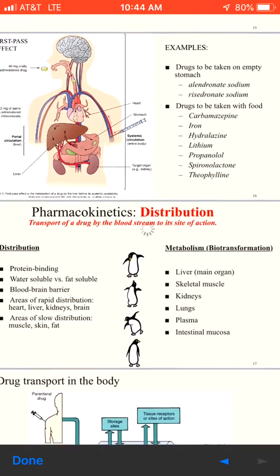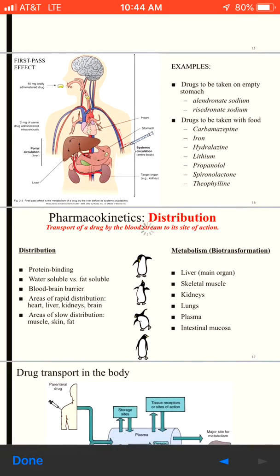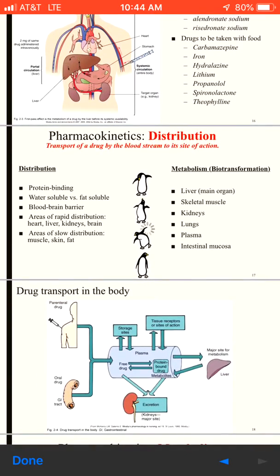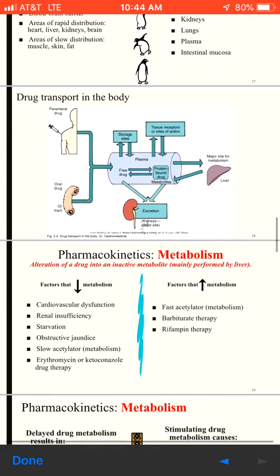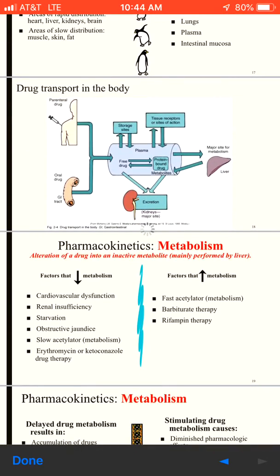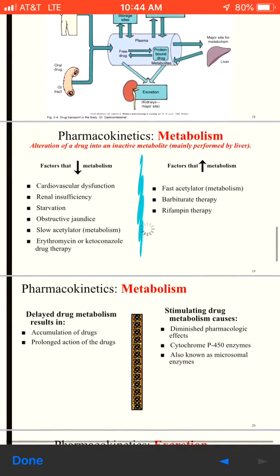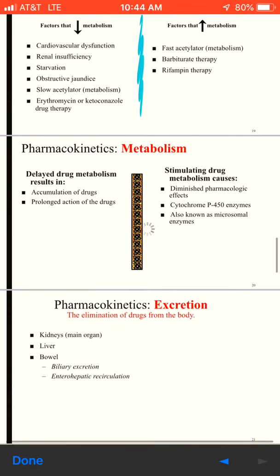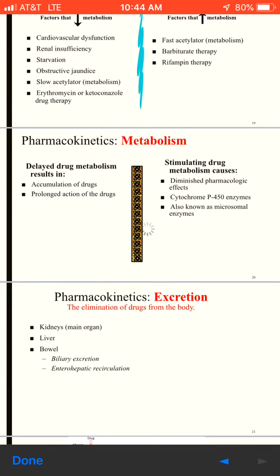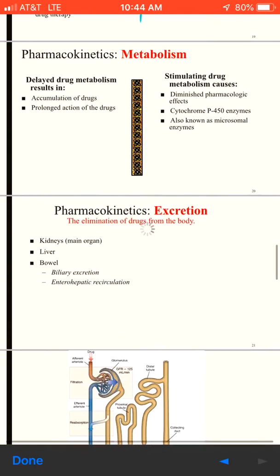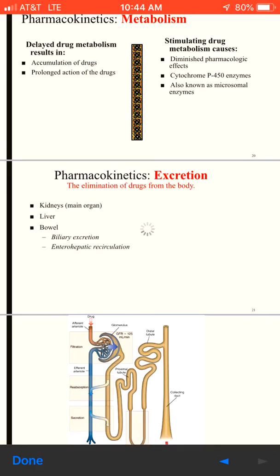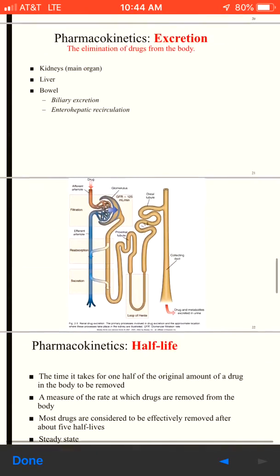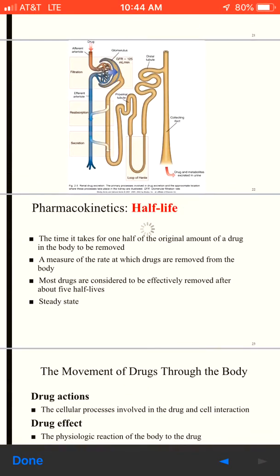Pharmacokinetics is the distribution of the drug, the transport of a drug by the blood to the site of action. And then this is a diagram of the drug transport in the body. Pharmacokinetics has to do with metabolism, alteration of a drug into the inactive metabolite in the body. This is pharmacokinetics talking more about metabolism and what it means, and pharmacokinetics as far as the excretion of the drug. So majority of them are excreted through the kidneys and liver.